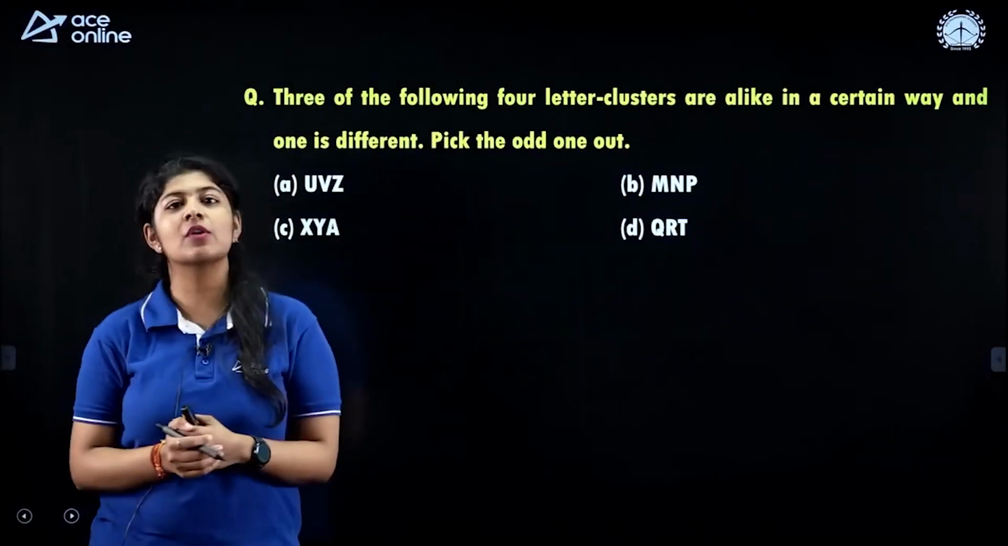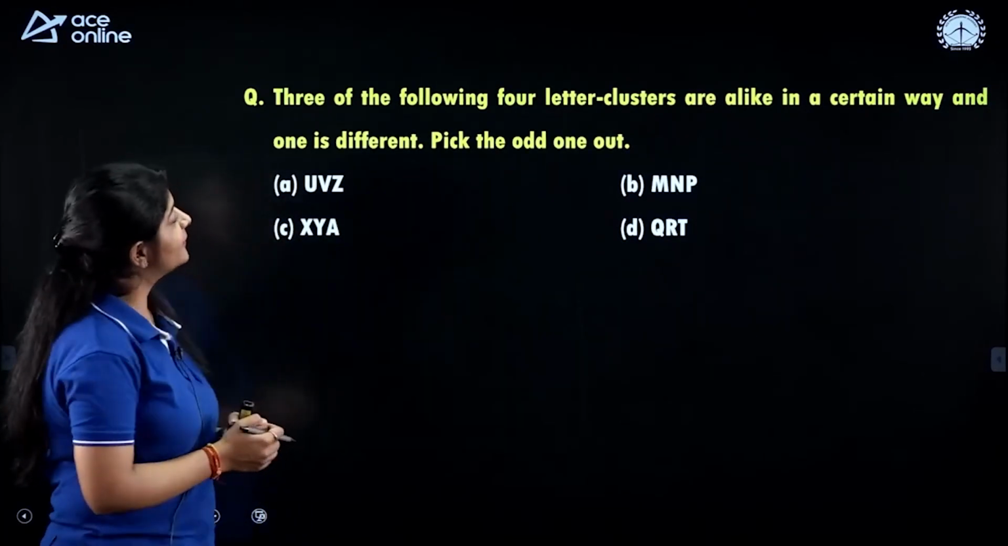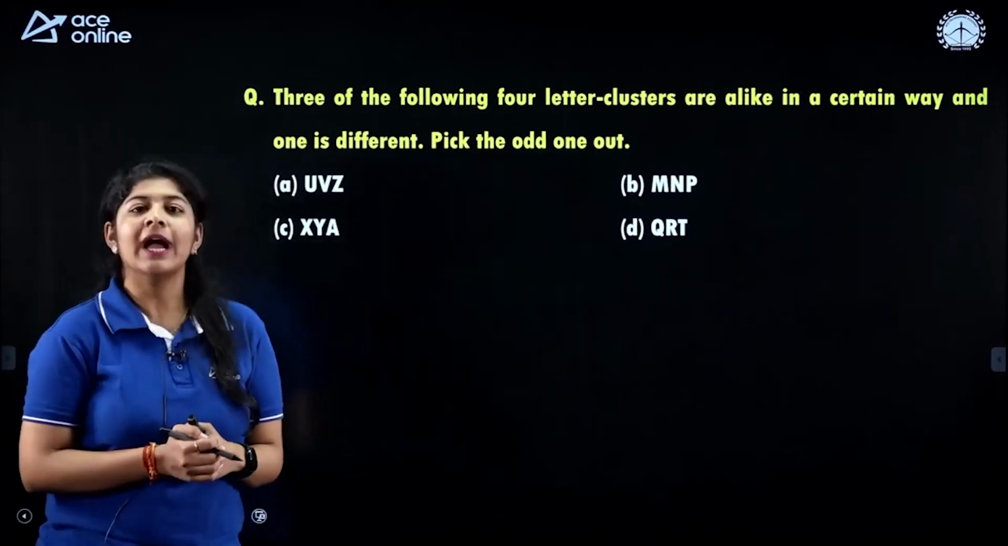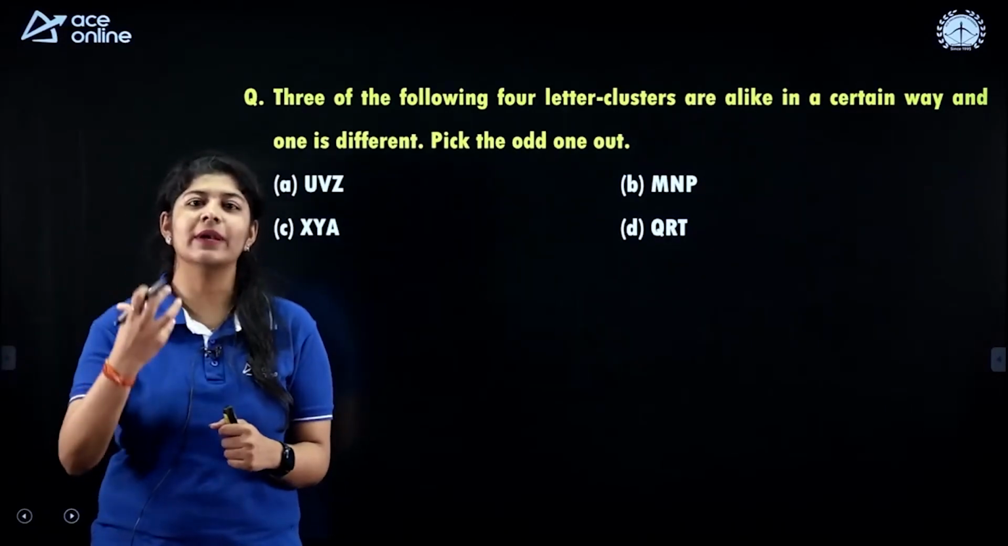The question is from the concept of odd one out, or we can say classification. Here some letter clusters are given, and what we have to do is determine the odd one out. Now, what does it mean?